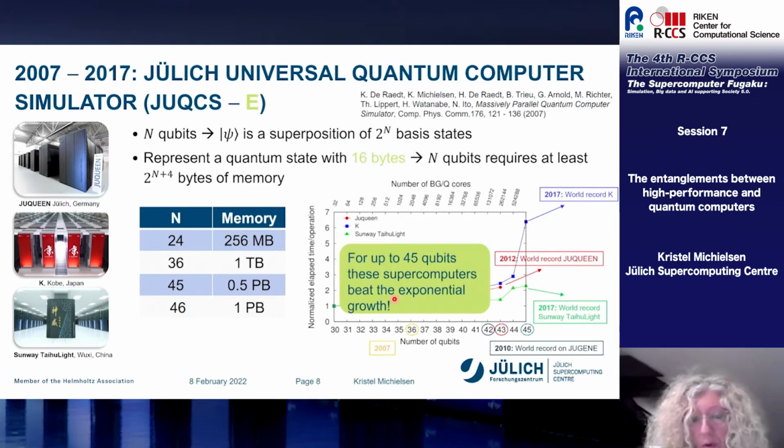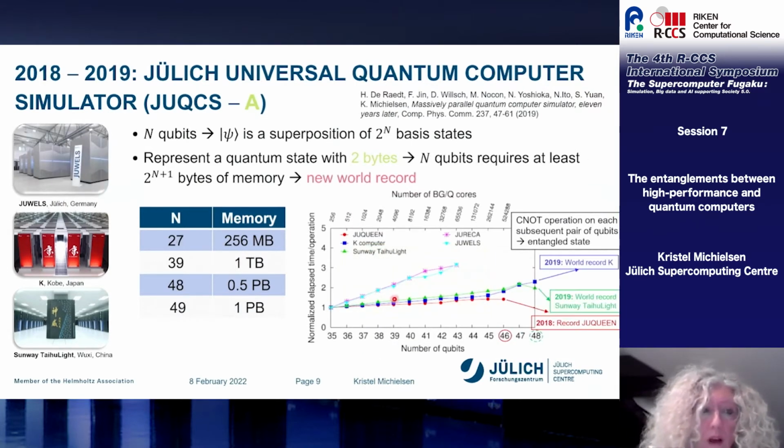And from the plot that I have shown, you can see that we can say that for up to these 45 qubits, these supercomputers somehow beat the exponential growth. But we are, of course, bounded by the memory.